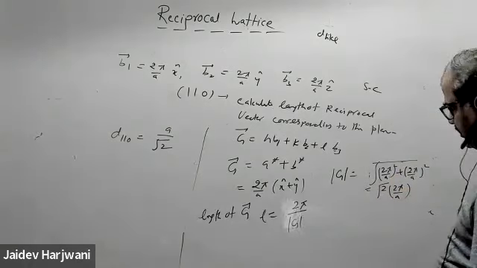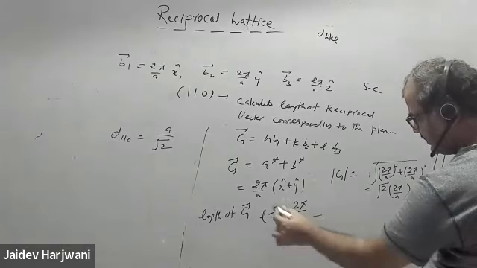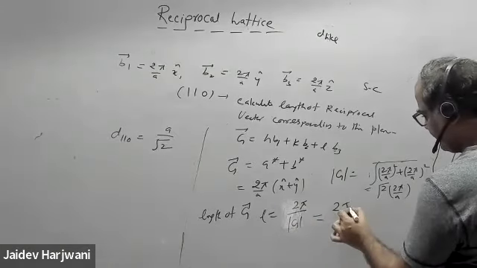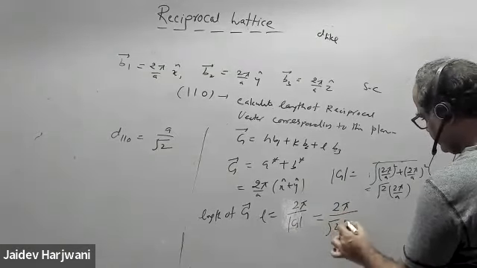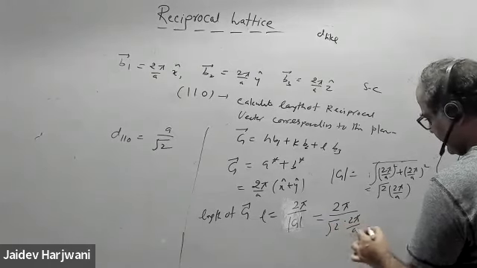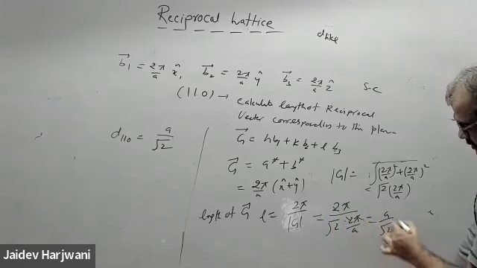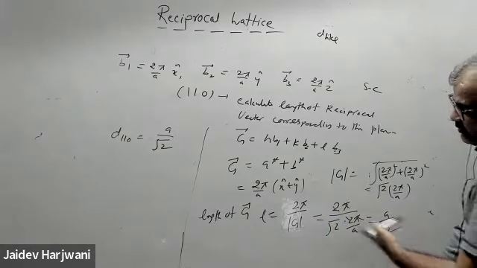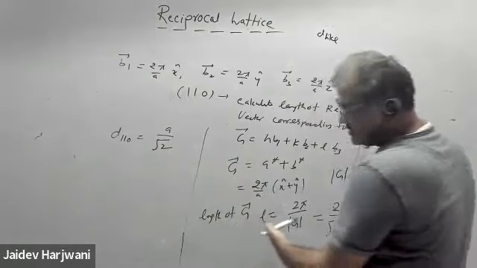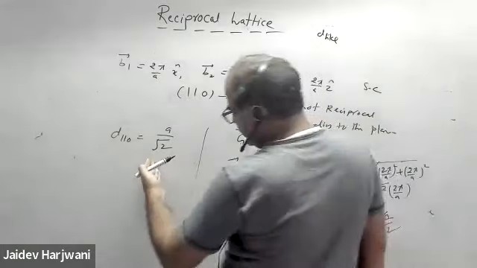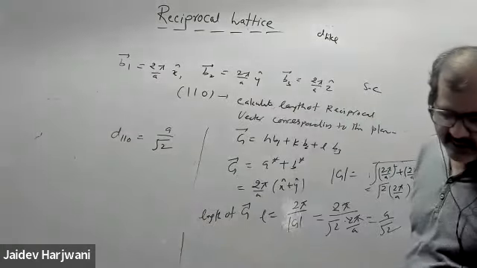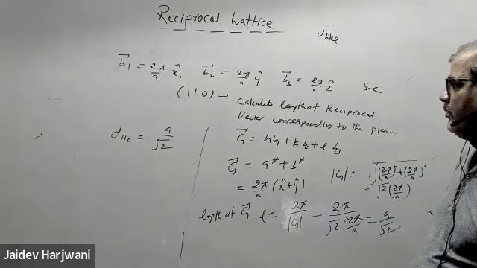Now if I write here the length will be 2 pi by g. This will be root 2 pi by a. Pi cancel, 2 cancel, this becomes a by root 2. So this is the length a by root 2. Here also you get a by root 2. So this is the same, na? Interplanar distance should be equal to your length of g in reciprocal space.